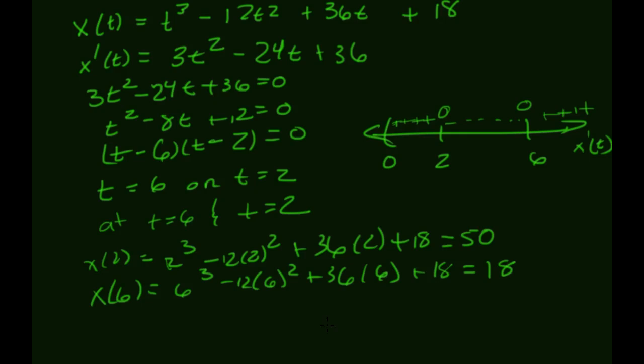It starts moving right for 2 seconds, and at that point it hits 50. Then it moves left for 4 more seconds, which gets me to time 6, which puts me back at 18, exactly where I started. Then it starts to move right again and goes off to infinity. So that gives me a sense of the motion of that particular particle.